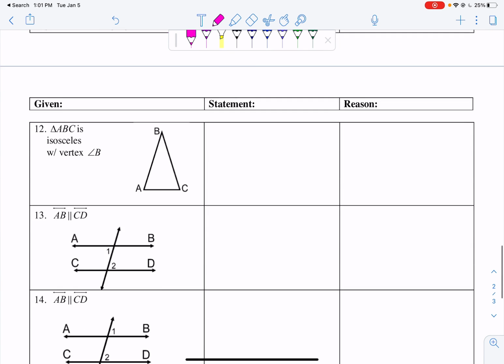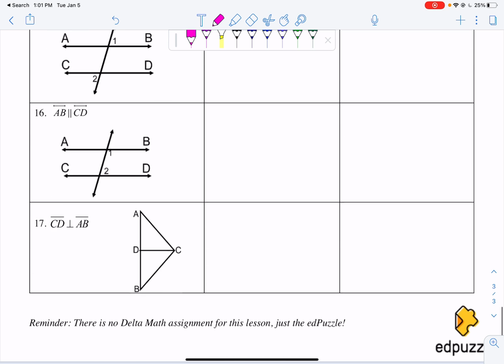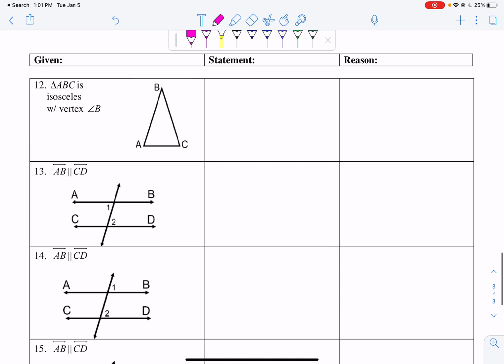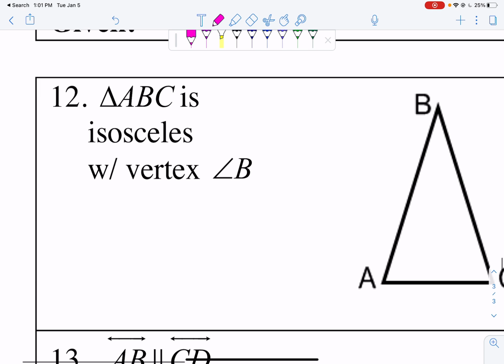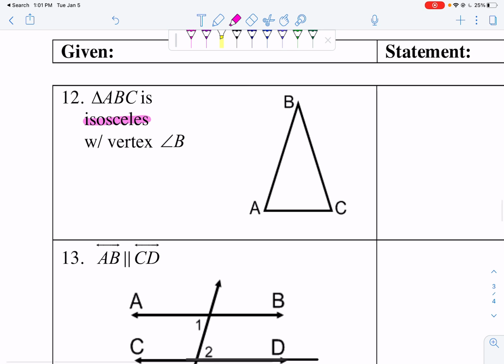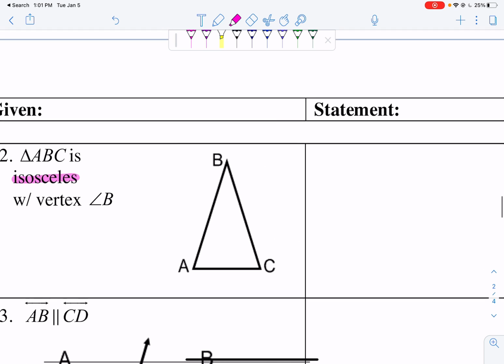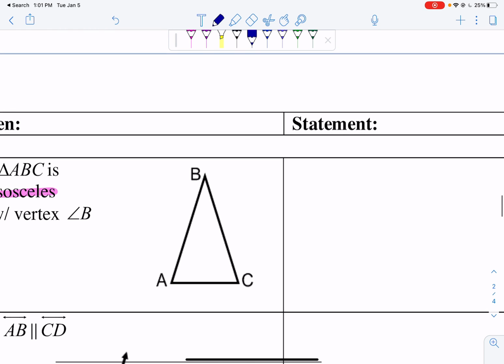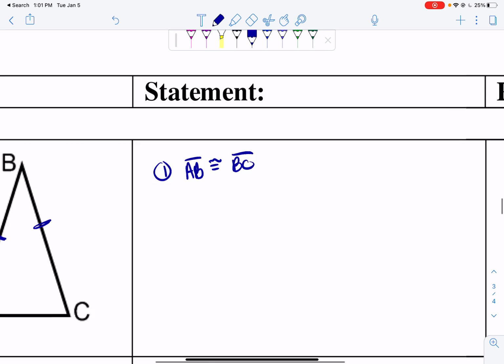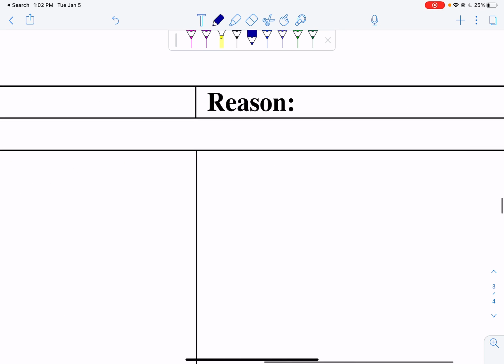Perfect. Almost done. 6 more. There. Triangle ABC is isosceles with vertex angle B. So whenever you have an isosceles triangle, there are 2 things you can say about it. I can say that my opposite sides are congruent. So I can say AB and BC are congruent. So statement 1, AB congruent to BC. My reasoning is an isosceles triangle has 2 congruent sides.